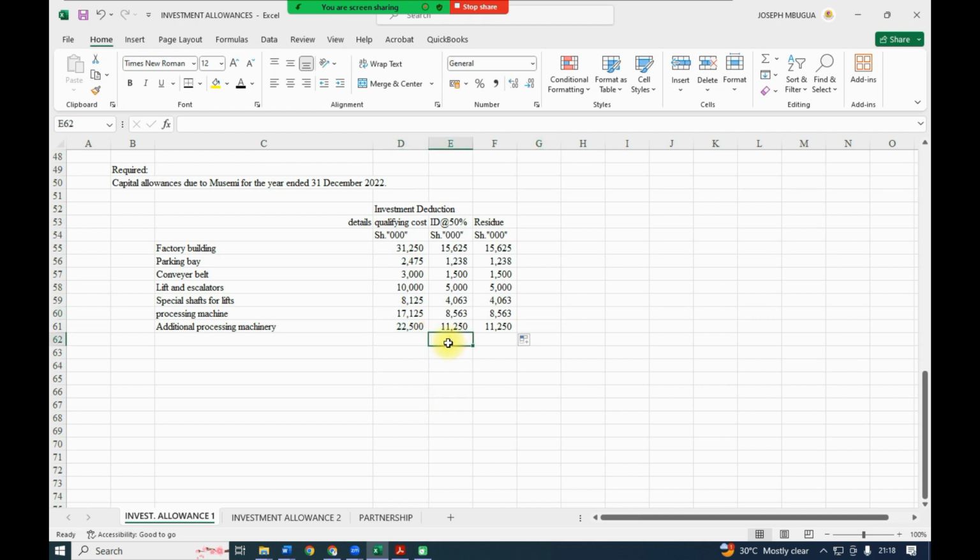So we just need this. If there is anything, we shall add it. The only item that is necessary is to add the ID. We are getting the total for that column of ID, the total for the ID.